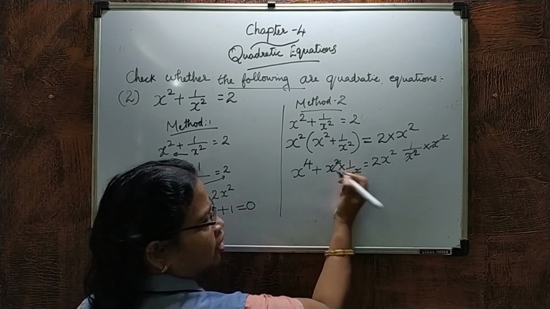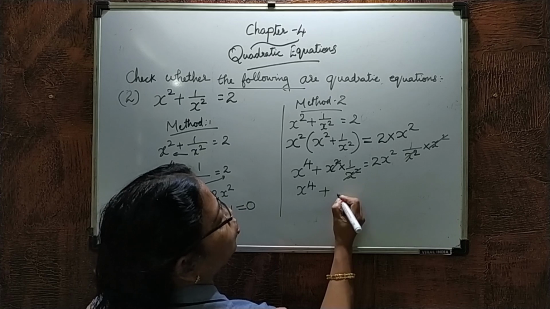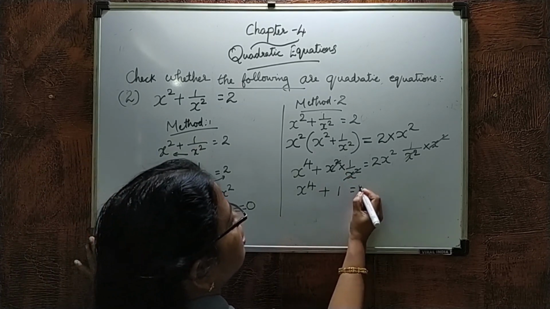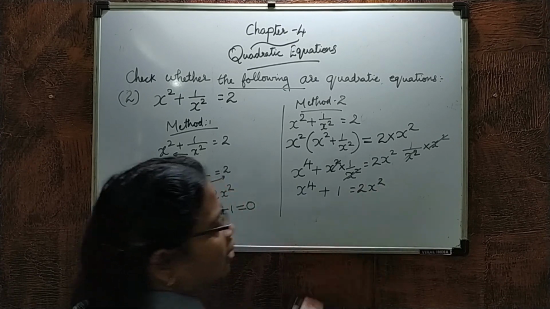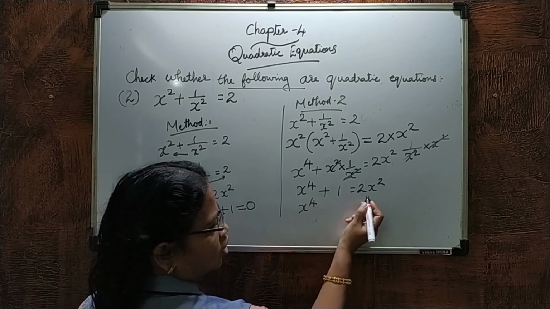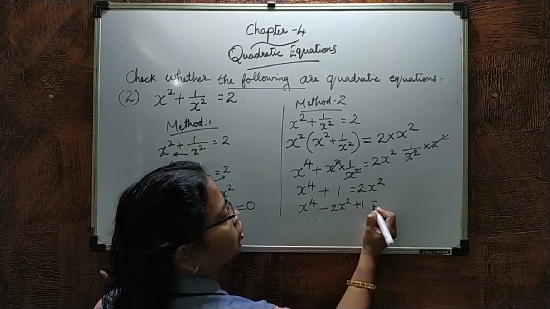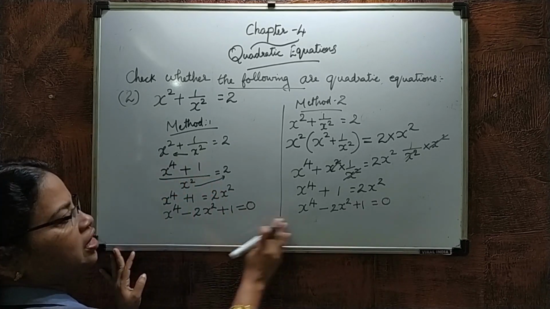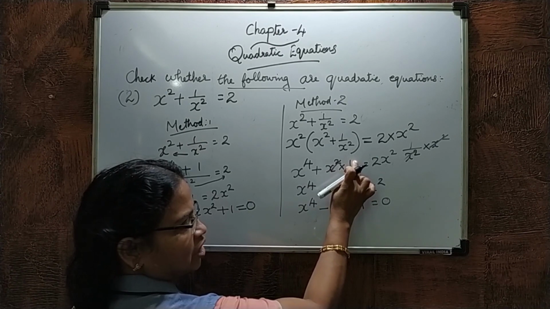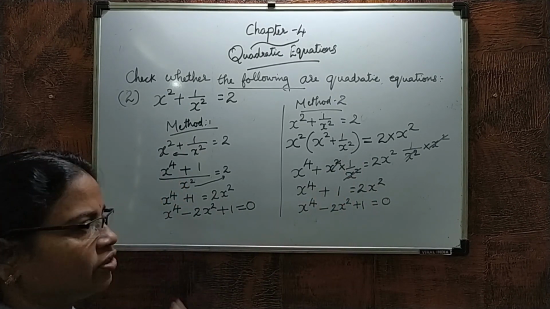So x square and x square cancelled. x raised to 4 plus 1 is there, right? Equals 2x square. Now what you should do? Make it in order. So it will be x raised to 4 minus 2x square plus 1 equal to 0. Same answer you will get. When you just cancel, you have to remember there will be 1. Okay. So that you have to write it here. When you feel, don't write it.